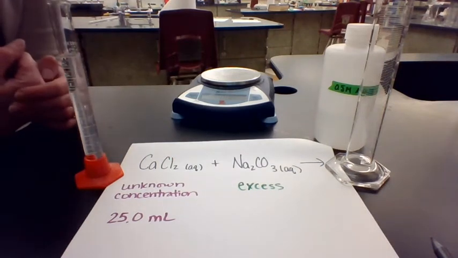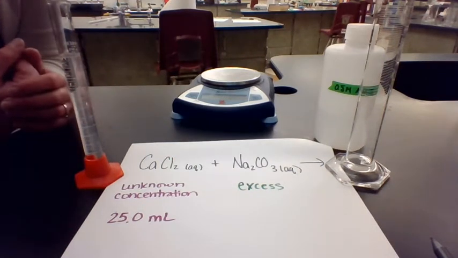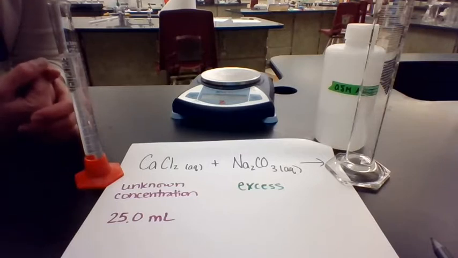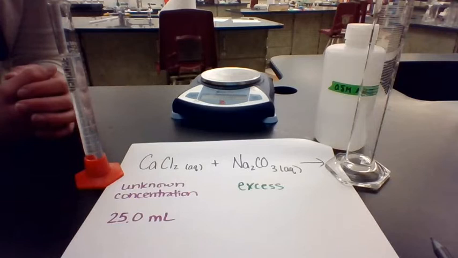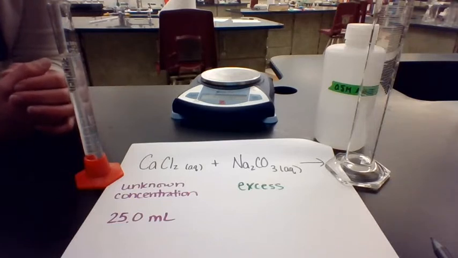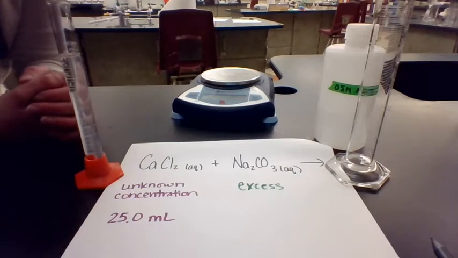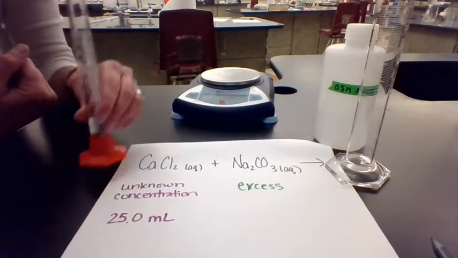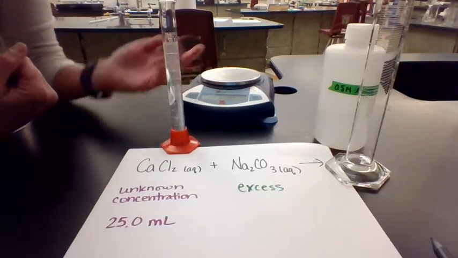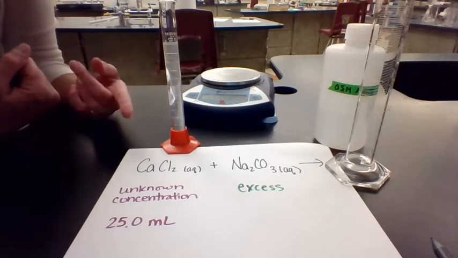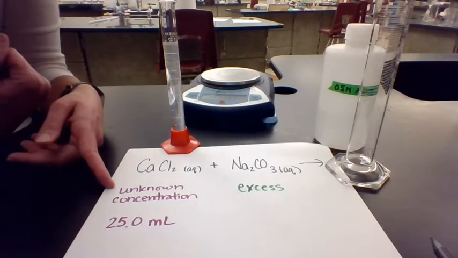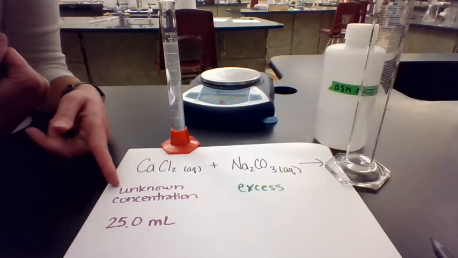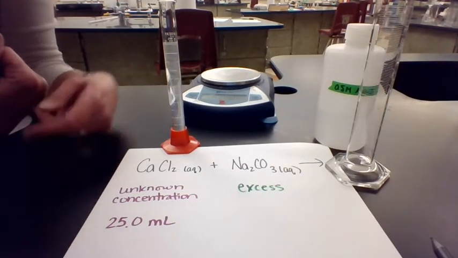All right, in this lab, we are going to use a precipitation reaction to do some gravimetric analysis in order to determine the concentration of a solution. So this reaction we're going to be looking at is we have some aqueous calcium chloride that's right here. We have it measured out. I measured out exactly 25.0 milliliters of this solution. The concentration of this solution is unknown. We don't know what it is.